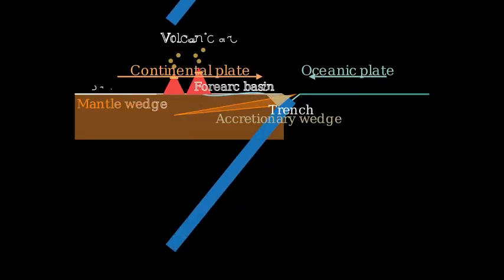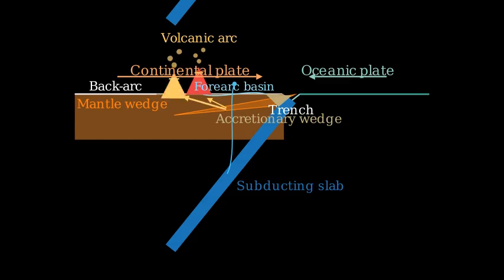Why is there so much volcanism here? As the slab descends, hydrous minerals break down and release hot water-rich fluids. These fluids rise into the mantle wedge, lowering the melting point and producing magma. The magma ascends to feed the volcanic arc, adding new igneous material to the crust.